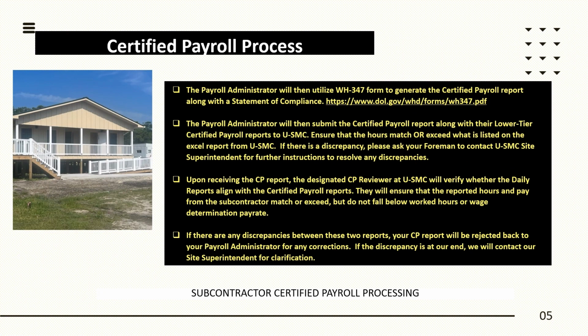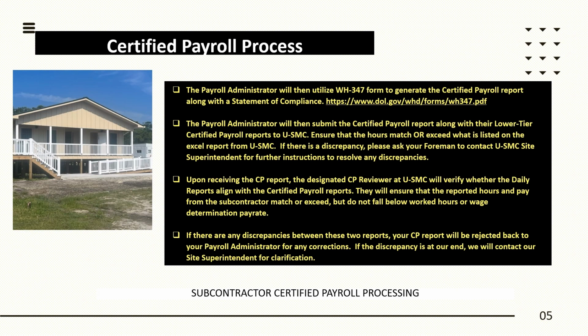Let's delve into subsequent steps in the certified payroll process. The payroll administrator will use the WH-347 form to generate the certified payroll report and statement of compliance. After you complete this, you will submit the certified payroll report along with any of your lower tier certified payroll reports to Upside Management's certified payroll email address that was provided. You have to ensure that these hours match or exceed what is listed on the Excel report from Upside Management. Any discrepancies should be addressed promptly by contacting the Upside Management site superintendent through your foreman.